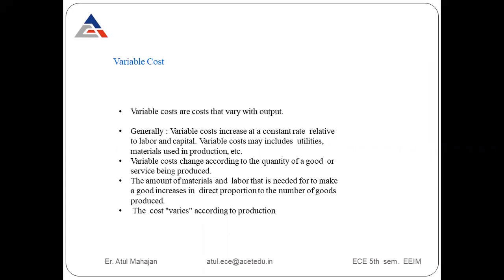Again, in between, I've got a revised order of producing 200 bags instead of 100. So I need to increase my variable cost now. Before, the raw material was only for 100 bags, but now it has been enhanced to 200 bags. So I have to purchase raw material for 200 bags now. So it is going to change. They can be changed in accordance with the quantity of goods; the amount of materials and labor needed to make goods increases in direct proportion to the number of goods produced.